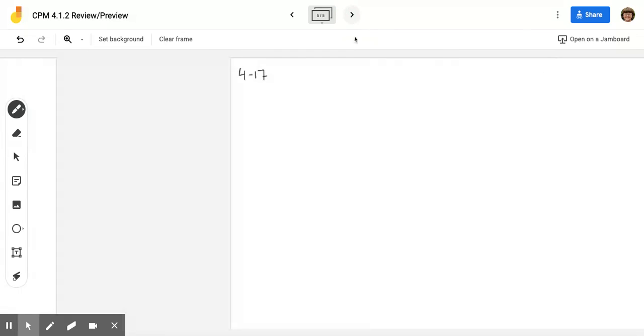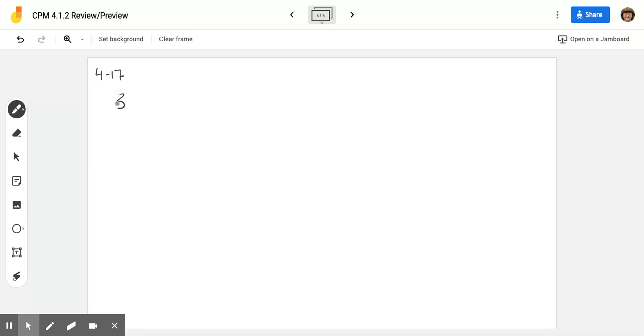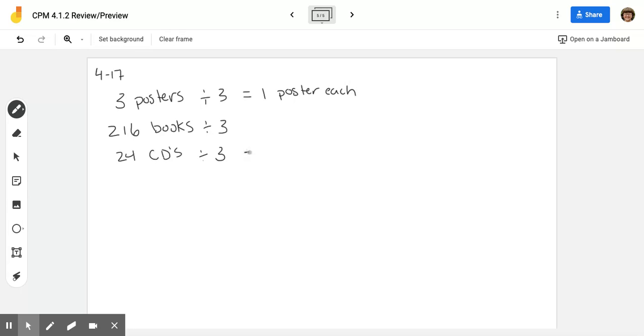All right, last problem. We've got Susan and 2 sisters. So you have 3 people dividing 3 posters, 216 books, and 24 CDs. So we're just going to divide each of those by 3. And that is going to be 1 poster each. And I know 3 times 8 is 24, so 8 CDs each.